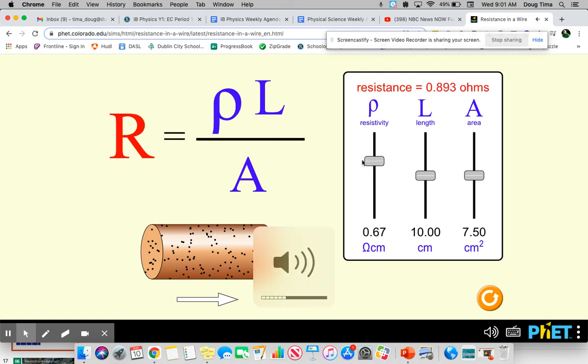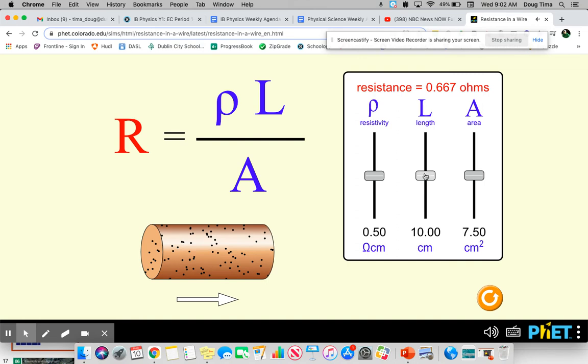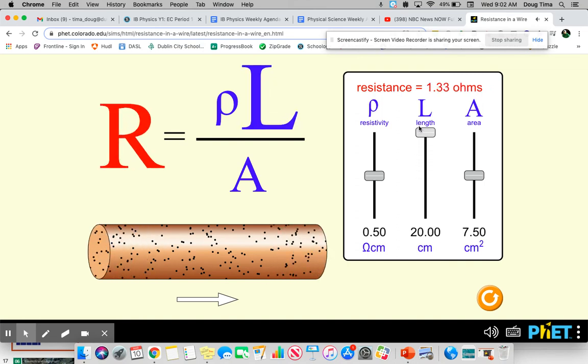Turn that volume down there. All right, so if there are more particles in the way of the flow, there are more little obstacles, so the resistance is going to go up. Well, that makes sense, right? How about length? If length gets bigger, resistance goes up.